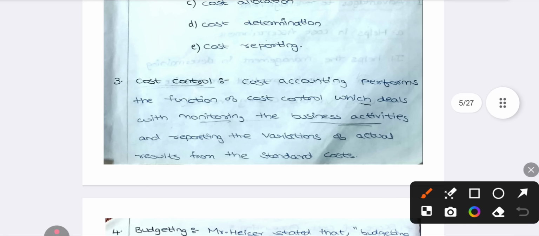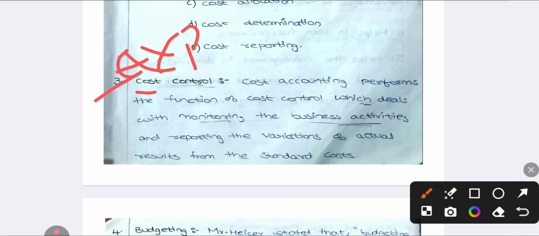Okay, next one, cost control. Cost is expenses, control is controlling those expenses. With the help of cost accounting you can control your expenses, means when you know the actual expenses and where they are coming from, then you can control them.